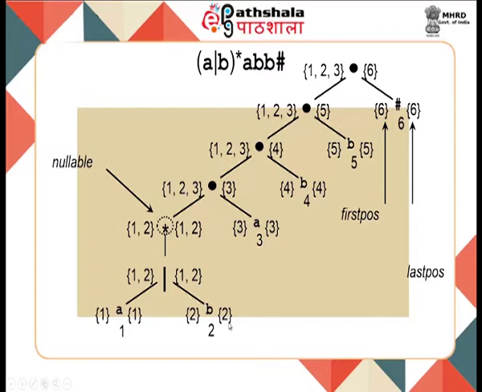Similarly here first and last positions are 2 and 2, 3 and 3, 4 and 4, 5 and 5 and 6 and 6. So this is over. Now we have to look at the first position of the interior nodes. Now the interior node, I have all operators possible here.